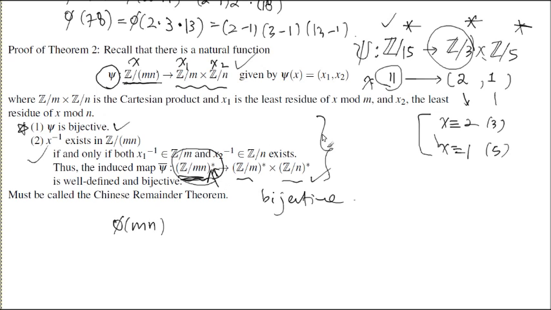Bijective allows you to count it here. What is this guy? How many elements are here? Is that right? Times phi of n. They are bijective, therefore they're equal to each other. Is that right? Isn't that showing the power of this map idea?